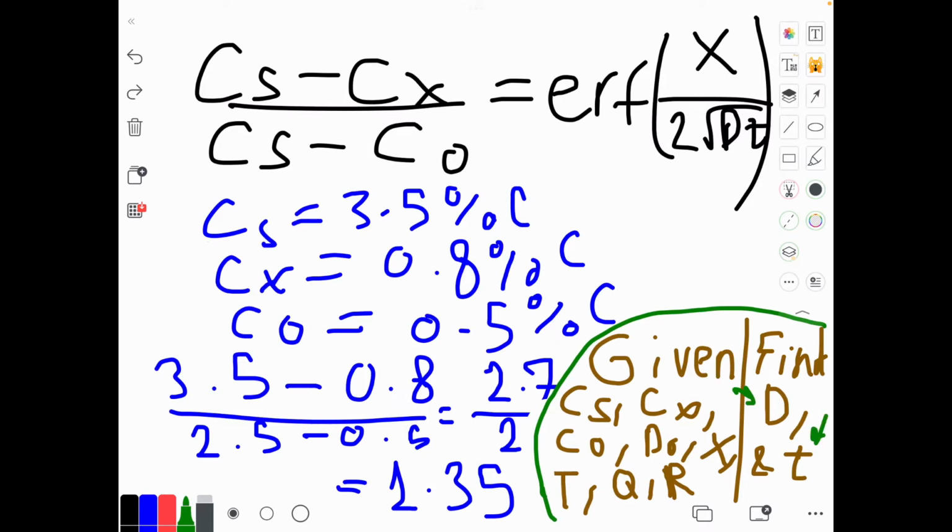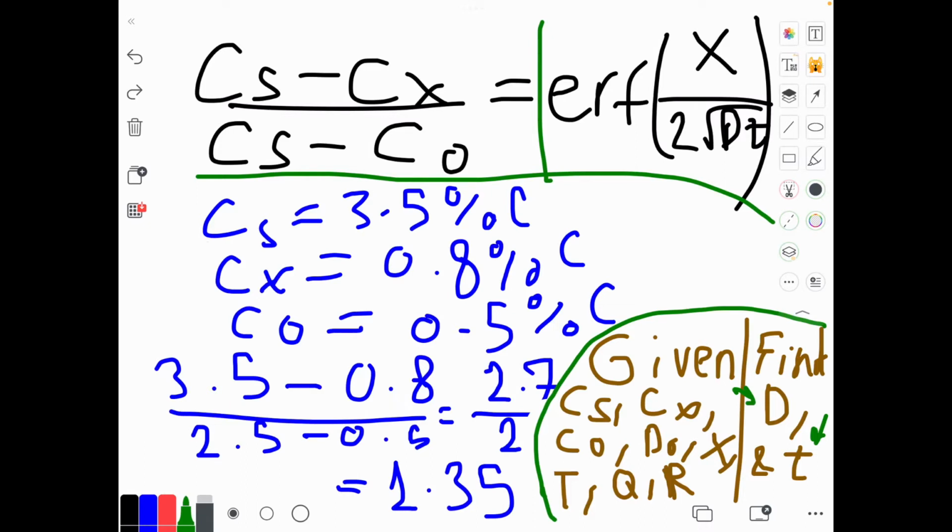This is the carburization formula, which is CS minus CX over CS minus C naught. And this value should give us an error function. The error function of x over 2 times the square root of diffusivity times time.